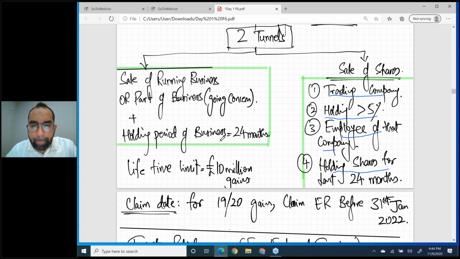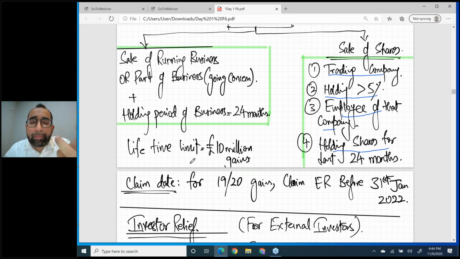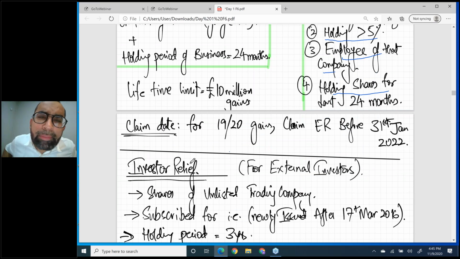Now, this is one extra thing, the claim date. What do you mean by claim date? I say this in my class: the question is how the tax department will come to know that you need this relief.